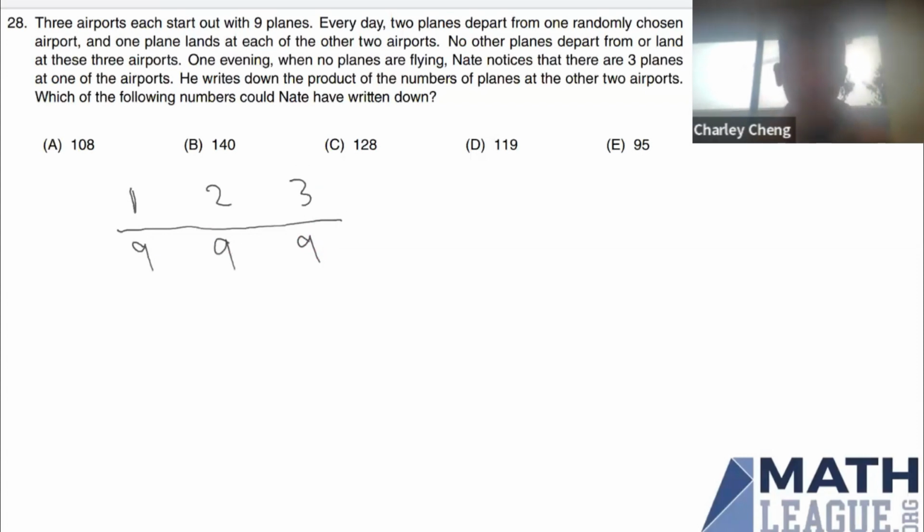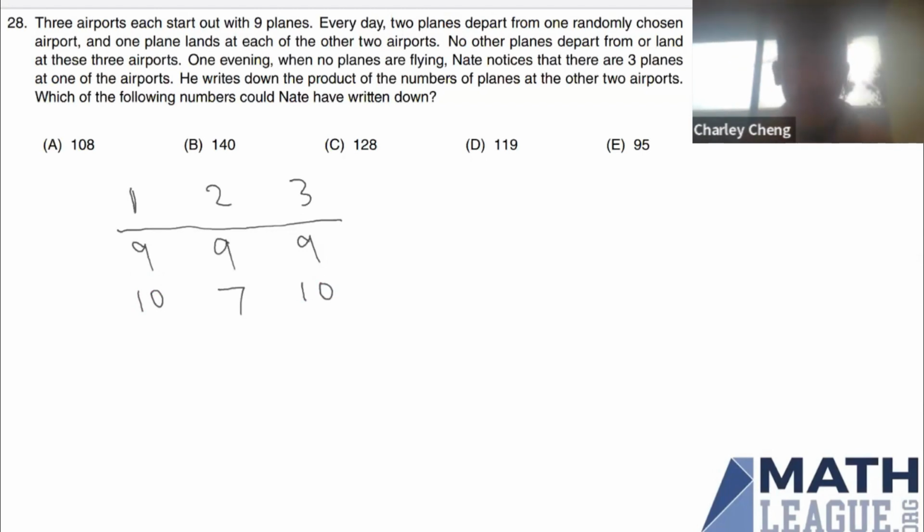So let's just say, for example, we randomly choose airport 2, right? So 2 airplanes depart, so it's minus 2 planes. Now we have 7 planes. And then 1 plane goes to airport 1, and then 1 plane goes to airport 3. So now we're going to have 10 planes here and 10 planes here.